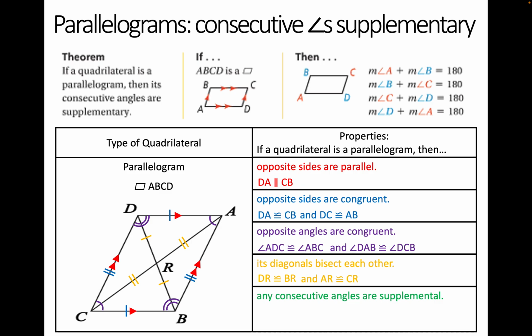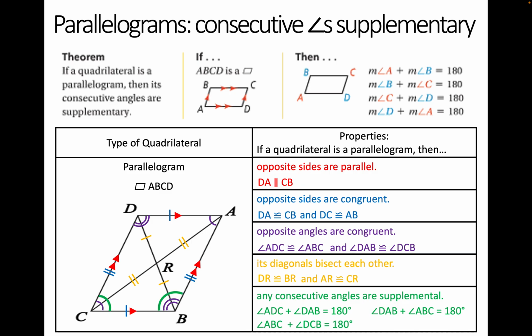So any consecutive angles are supplementary. For example, the measure of ADC plus DAB must equal 180. The sum of the measures of angle DAB and ABC must equal 180.